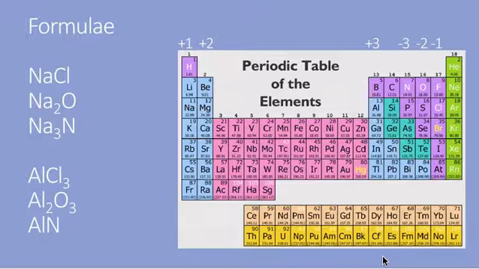For aluminium oxide, a little bit more complex, because aluminium being a +3 and oxygen being a -2, in order to be able to get the charges to balance, you need to change the numbers of both of them. 3 lots of -2 charges gives you a charge of -6 coming from your oxides. 2 lots of +3 charges from the aluminium gives you a total charge of +6, so they then cancel. And aluminium nitride is just AlN.